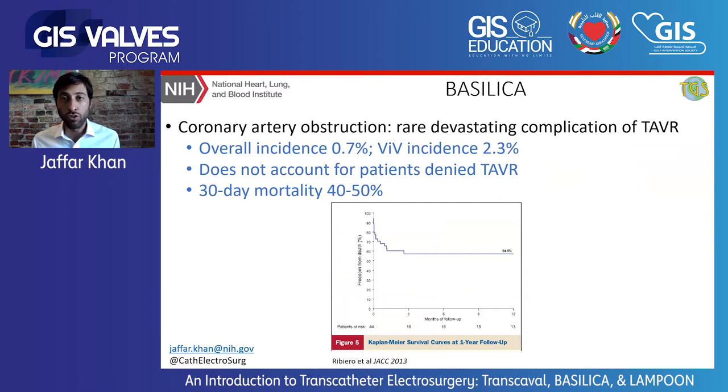So moving on to BASILICA, the second big problem with TAVR, as far as I see it, is coronary obstruction. Although it's rare, with an incidence of just under 1%, when it occurs, it can be fatal in up to 40 to 50% of cases, despite attempted rescue with PCI or CABG.